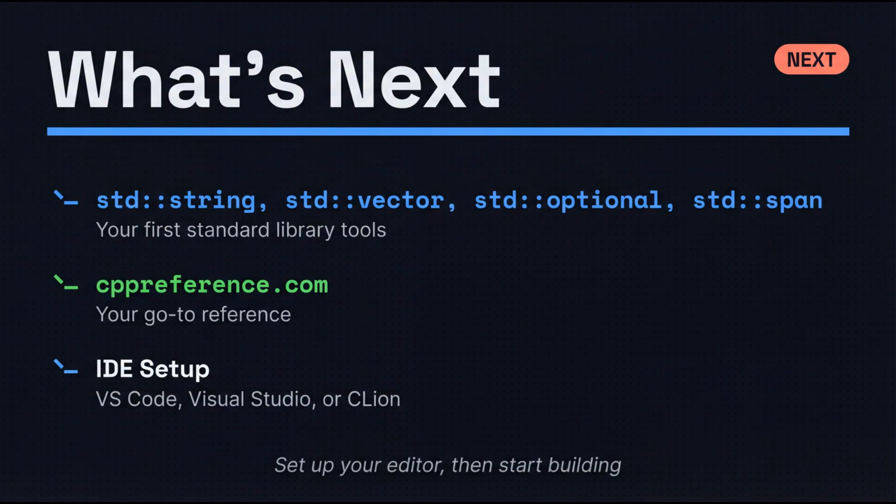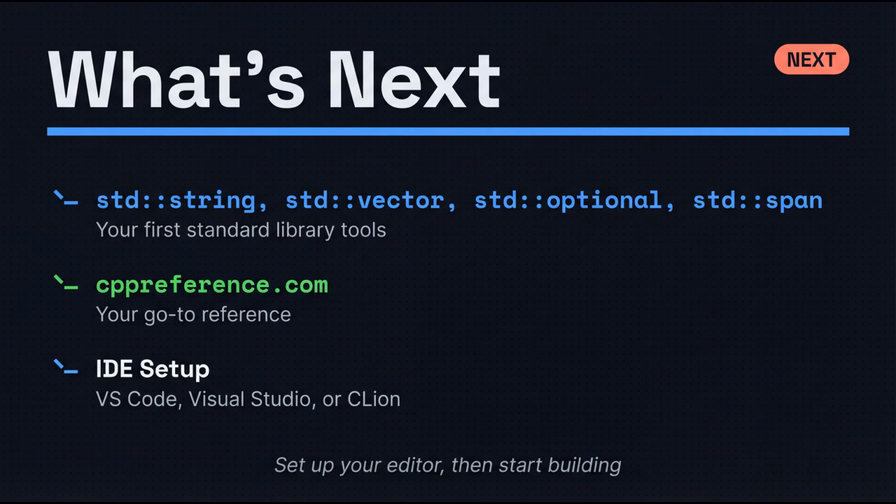You've written a program, compiled it, run it, and you understand how the build pipeline works. Here's what to add to your toolkit next. First, 4 standard library types you should learn immediately. std::string for text, std::vector for dynamic collections, std::optional for maybe-a-value results, and std::span for non-owning views into contiguous data. These 4 cover the vocabulary of modern C++.